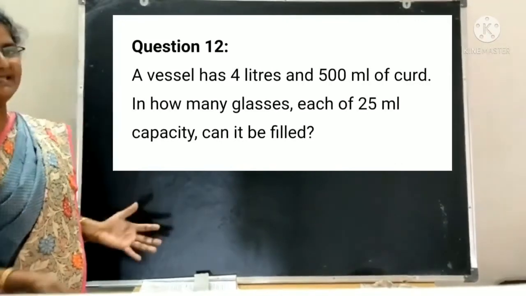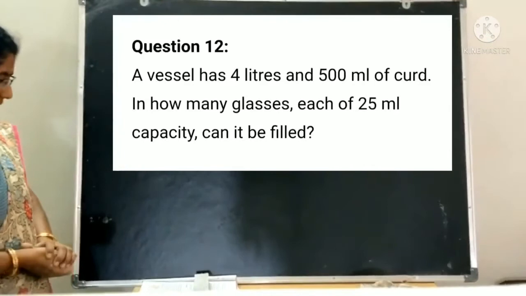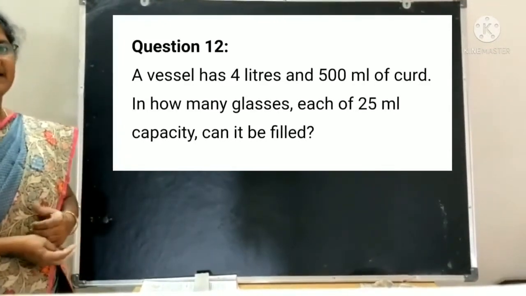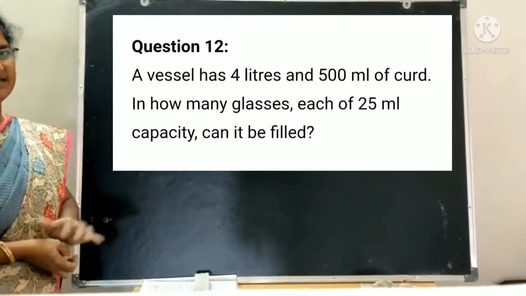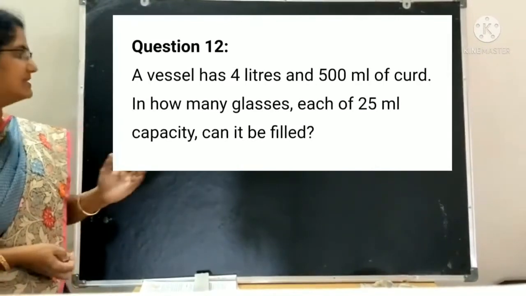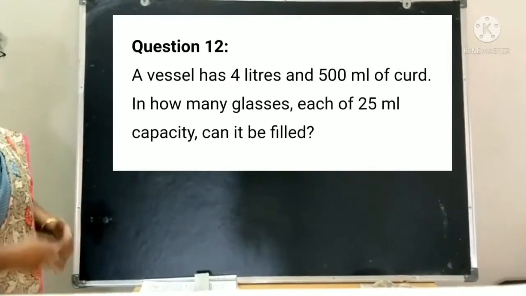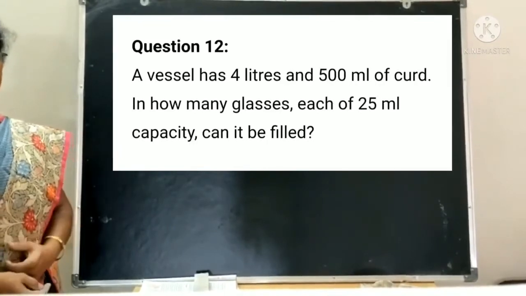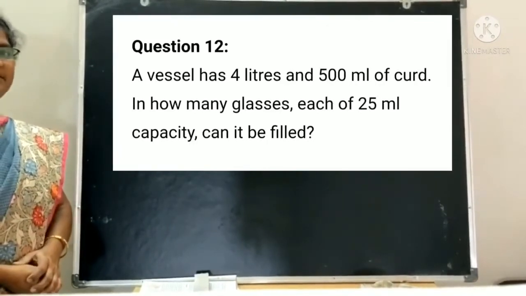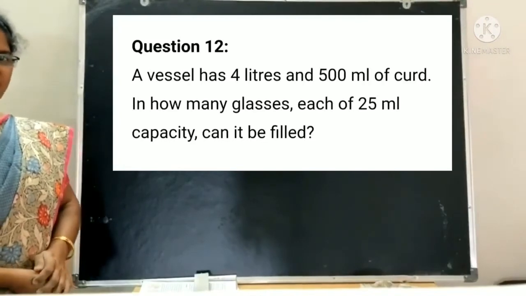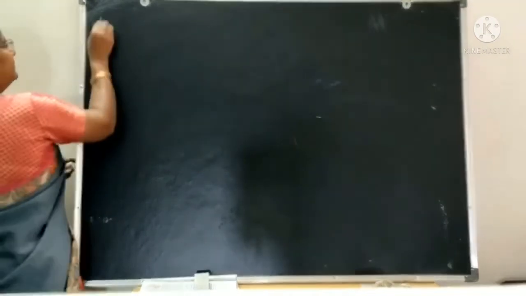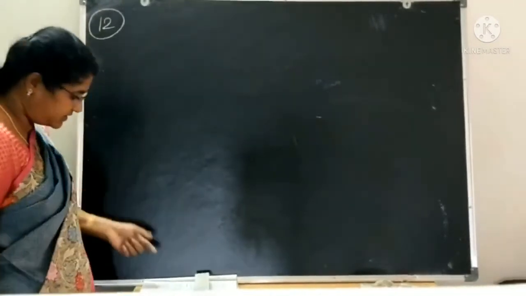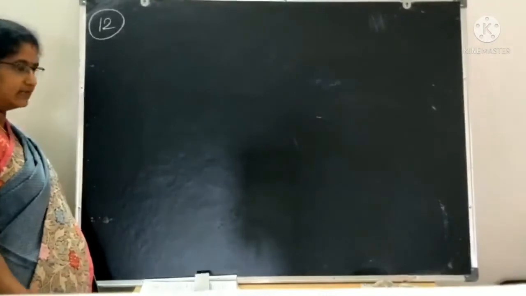So in a big vessel there is a lot of curd. We have to transfer all this curd into glasses. The capacity of each glass is given. So find the number of glasses that can hold the total curd. Here we want the number of glasses, so what operation? Division. Okay, let's see. In this question, what is given? The total quantity of curd in a vessel.